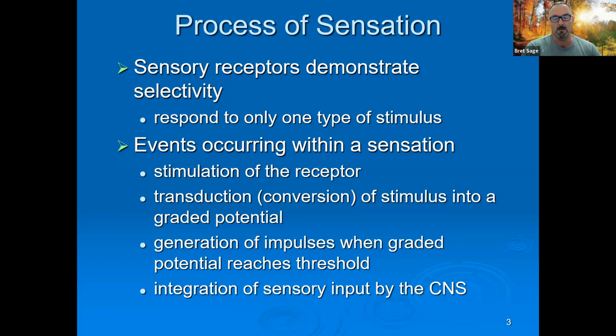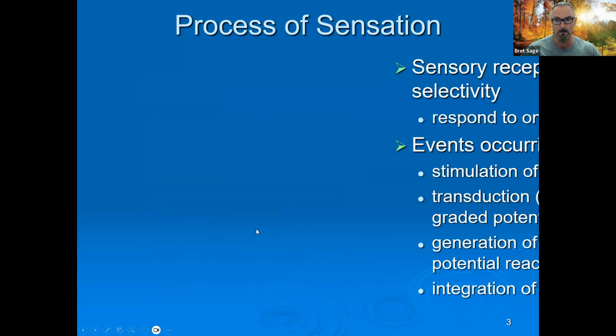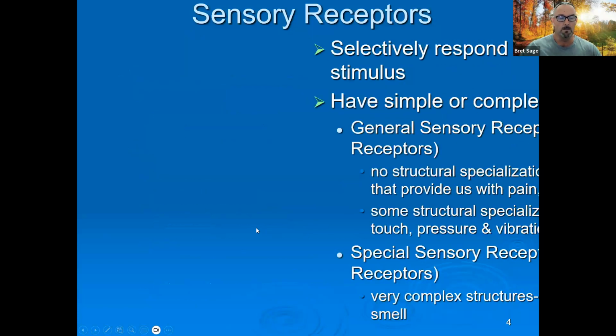Basically, what's happening during a graded potential is as you stimulate the receptor, sodium gates are starting to open and sodium starts to flood into the neuron, and it's starting to be ready to be triggered into what is called an action potential. So the graded potential rises, the more you stimulate it, to a certain level, it reaches what's called threshold, and then an action potential is generated. So generation of impulses or action potentials when the graded potential reaches and exceeds threshold. And then eventually there's integration of the sensory input by the central nervous system. That would either be your spinal cord for reflexes or your brain for more complex senses. Okay.